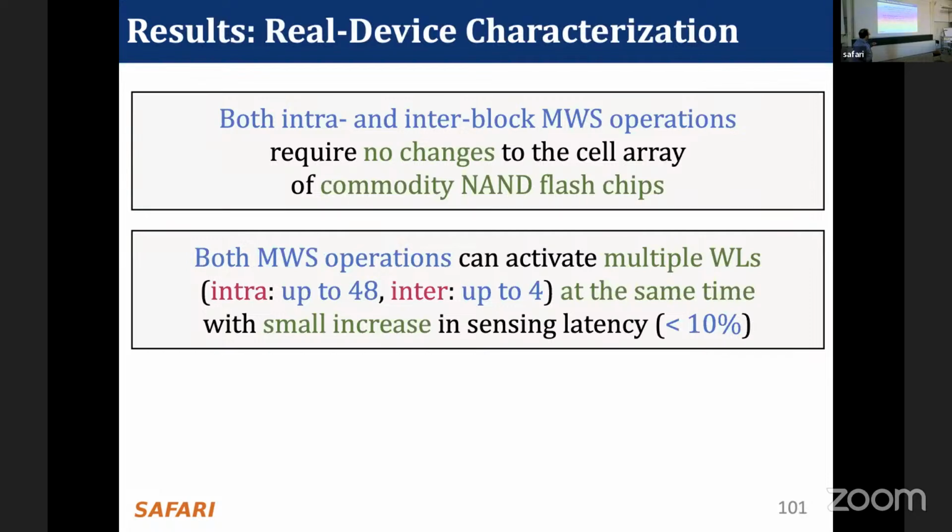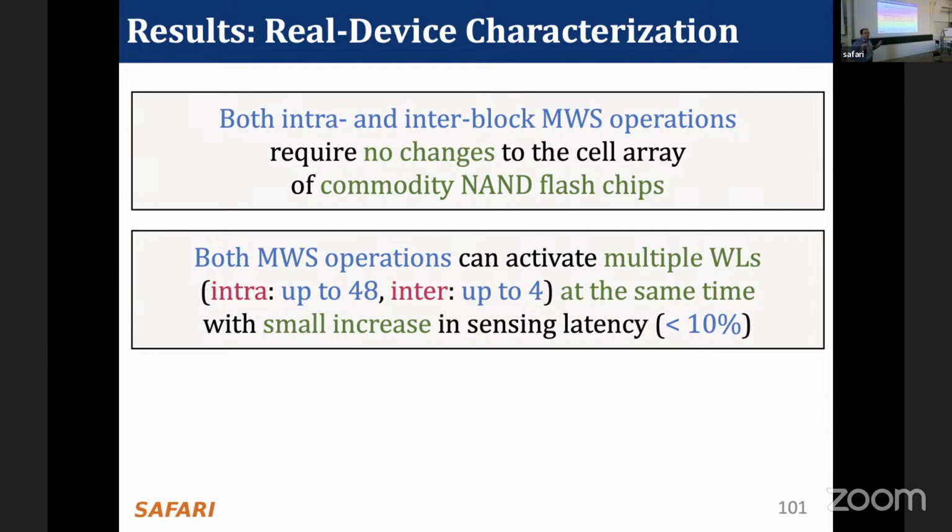And both multi-word line sensing operations can activate multiple word lines. We observe that for intra-block, we can do up to 48, and the reason is that the number of word lines in that NAND flash chip was 48 per block. So we assume that if we have a higher number of word lines in a block, we can do AND operations with any number of word lines.